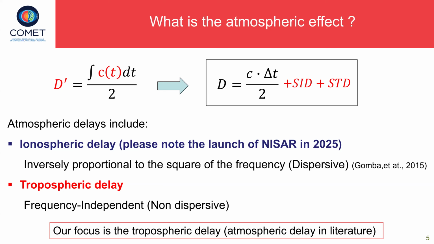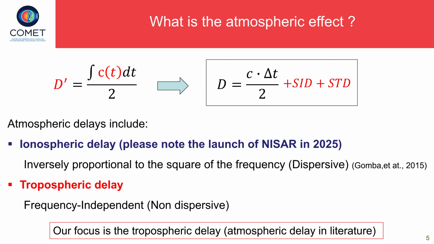So no matter whether you are using ALOS data or Sentinel data, the atmospheric delay is actually the same. It's independent of the frequency. Some literature may call the tropospheric delay the atmospheric delay. It's actually the same in the InSAR community, though not in other communities. So we call atmospheric delay equivalent to the tropospheric delay.